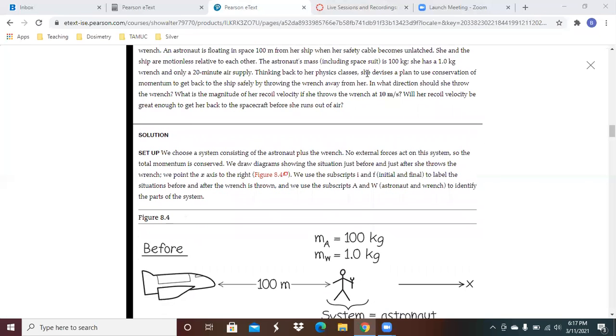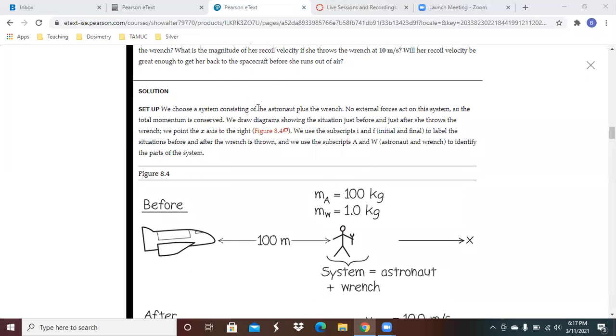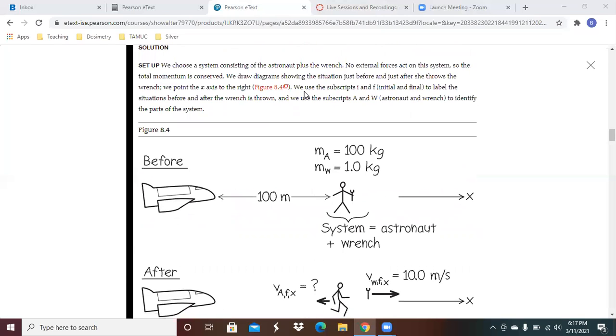So, thinking back to her physics class, she devises a plan to use conservation of momentum to get back to the ship safely by throwing the wrench away from her. In what direction should she throw the wrench? What is the magnitude of her recoil velocity if she throws the wrench at 10 meters per second? Will her recoil velocity be great enough to get her back to the spacecraft before she runs out of air? That's a sinister little problem here.